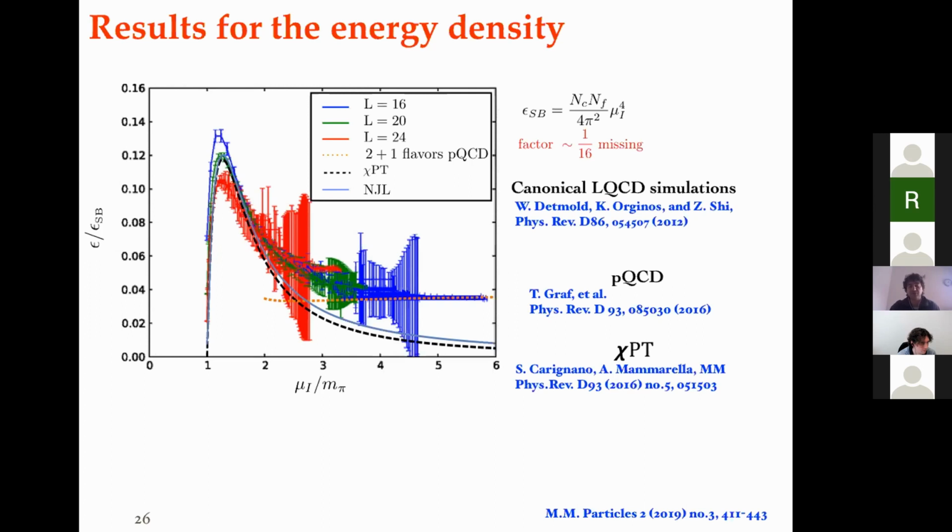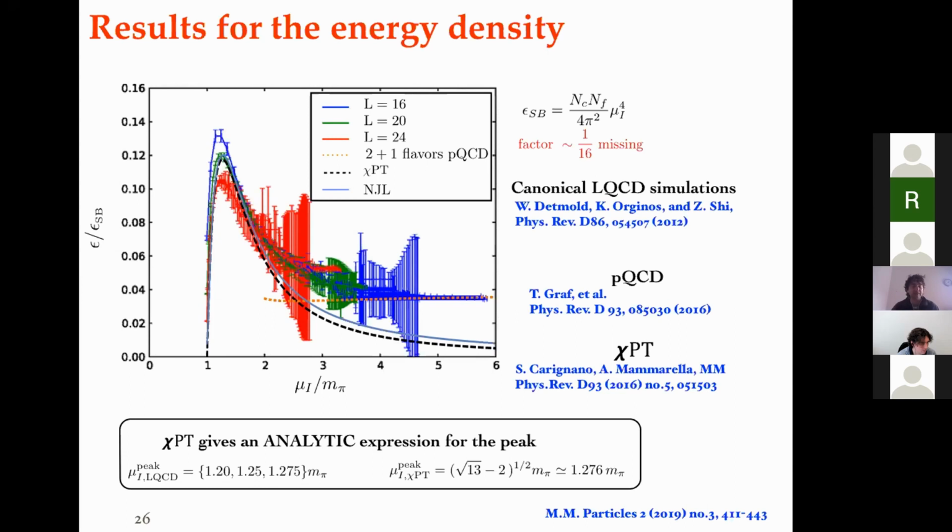But the astonishing thing somehow is that the position of the peak obtained in Lattice QCD, with the increasing lattice spacing, I mean, in the continuum limit, is 1.275 m pi. And instead, leading order chiral perturbation theory gives simply an analytic expression, which is extremely close to it. This is just to convince you that chiral perturbation theory works extremely well, at least for mu I of the order of m pi. Then the agreement is somehow lost for larger values of mu I, but also Lattice QCD has a problem.